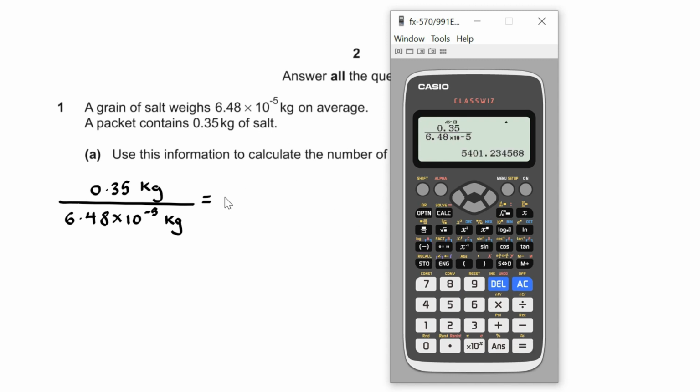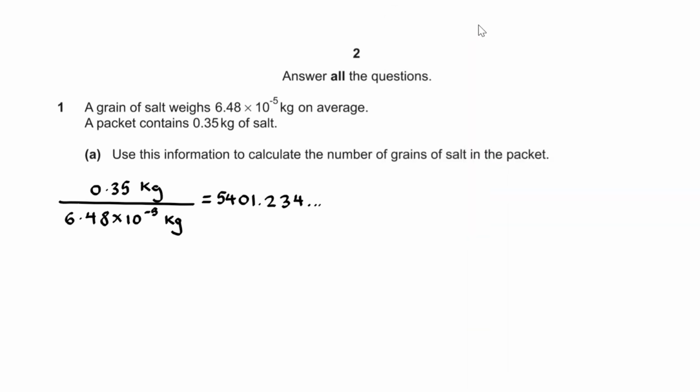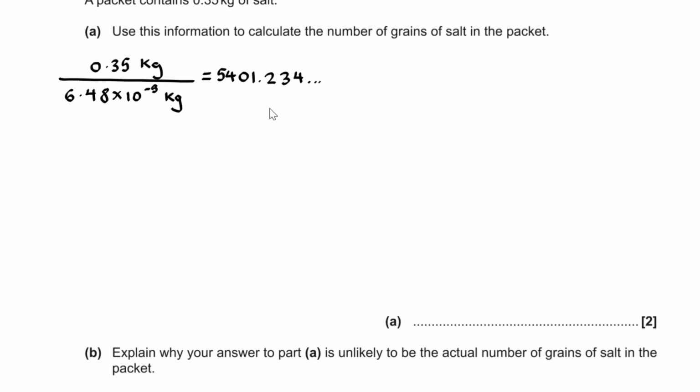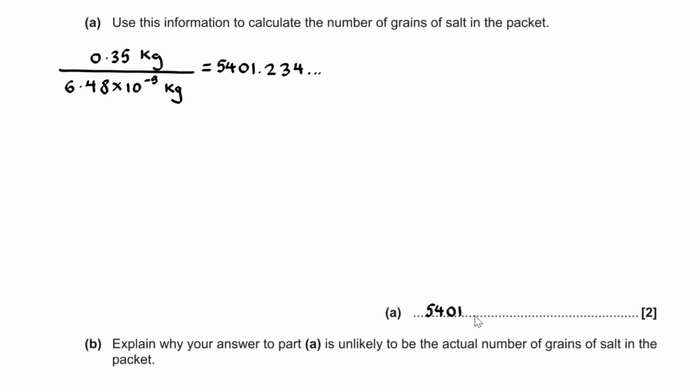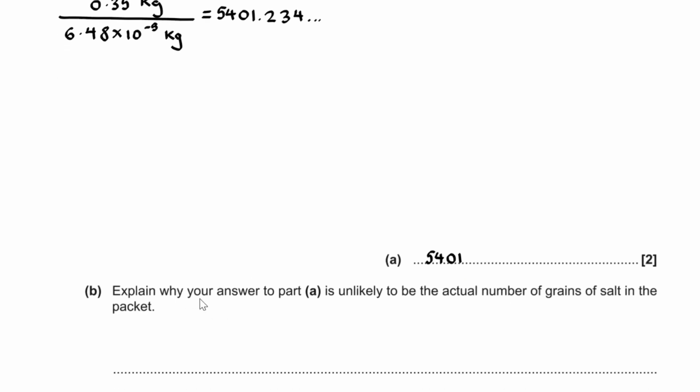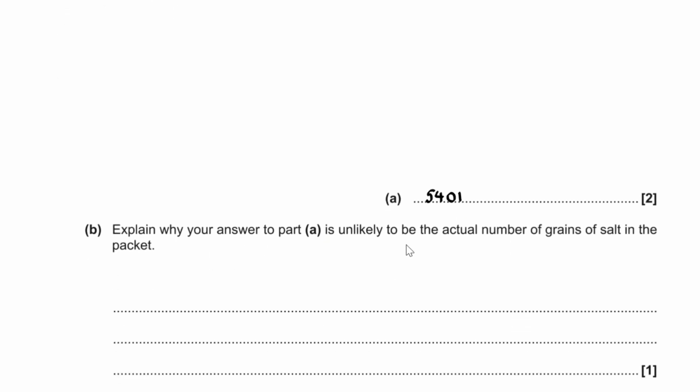It turns out here we get 5,401.234, etc. And therefore, for the number of grains of salt, we can round this number down. We have 5,401. And for part B, we have to explain why your answer to part A is unlikely to be the actual number of grains of salt in the packet.